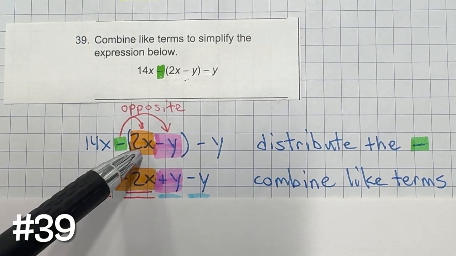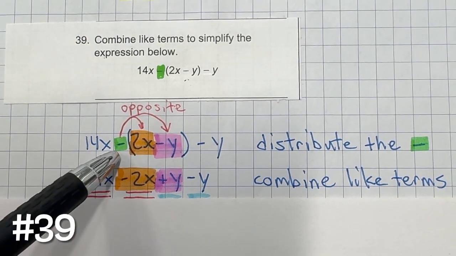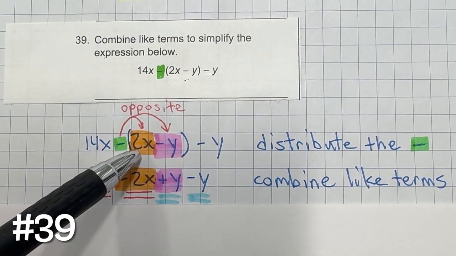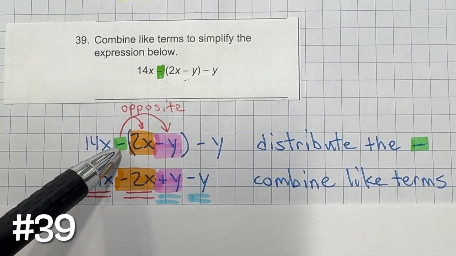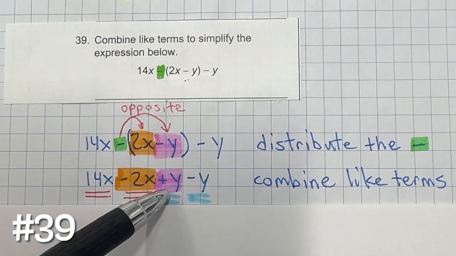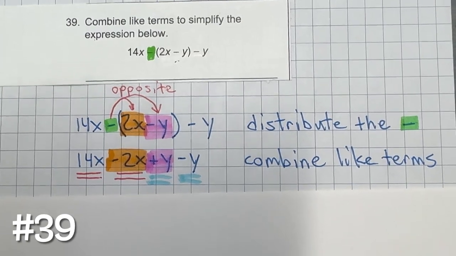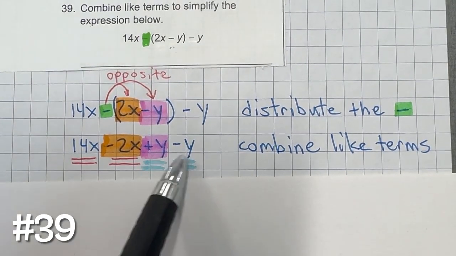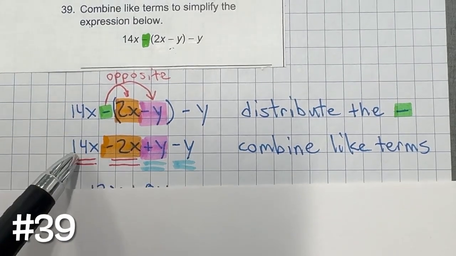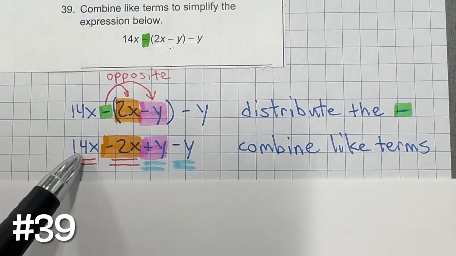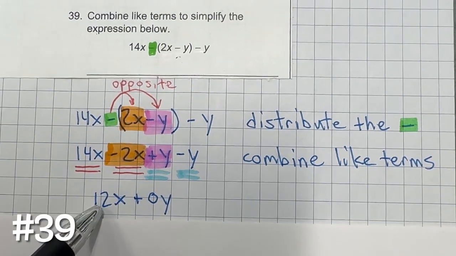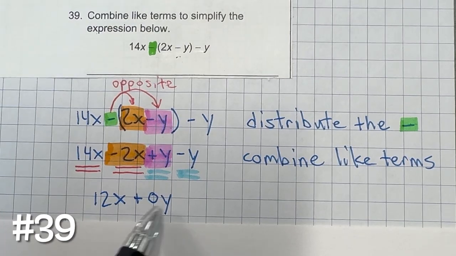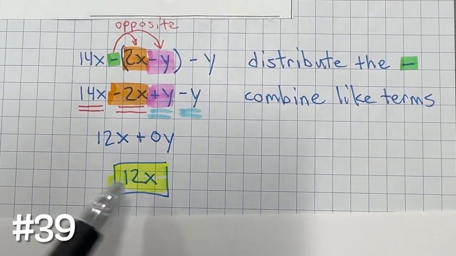the opposite of 2x would be -2x. What is the opposite of -y? Positive y. Or -1 multiplied by 2x is -2x. -1 multiplied by -y is positive y. Now I can combine like terms. And you can see that I have x's and I have y's. So I'm going to combine the x's. 14x minus 2x is 12x. And then the y's, I have y minus y, which equals 0y. So that leaves me with 12x.